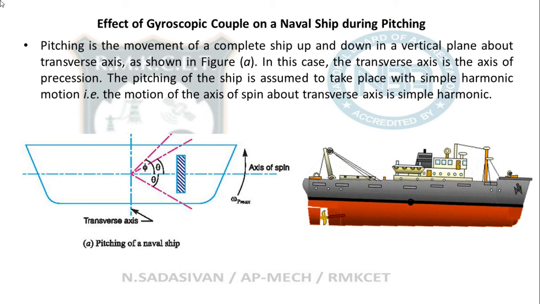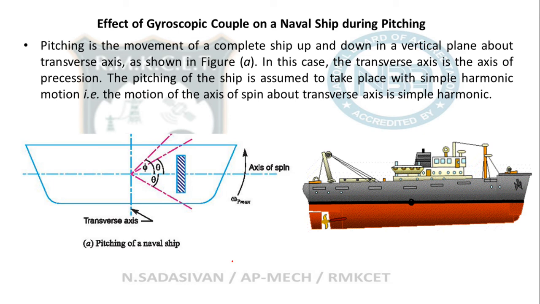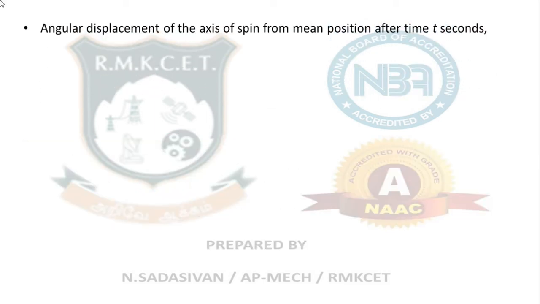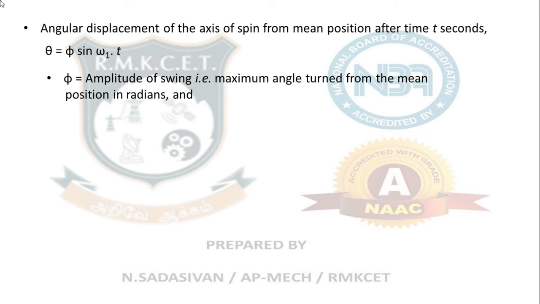When the propeller is going around and I pitch the ship, the pitching is assumed to be simple harmonic motion about the mean position. Pitching above and below is assumed to be symmetrical. Mostly it will be symmetrical only, and this motion is assumed to be simple harmonic. So with these assumptions, angular displacement of the axis of spin from the mean position in t seconds is phi sin omega t. Since it is simple harmonic, this form comes in phi sin omega t. So phi is the amplitude of swing from the mean position, 1/2 of theta.